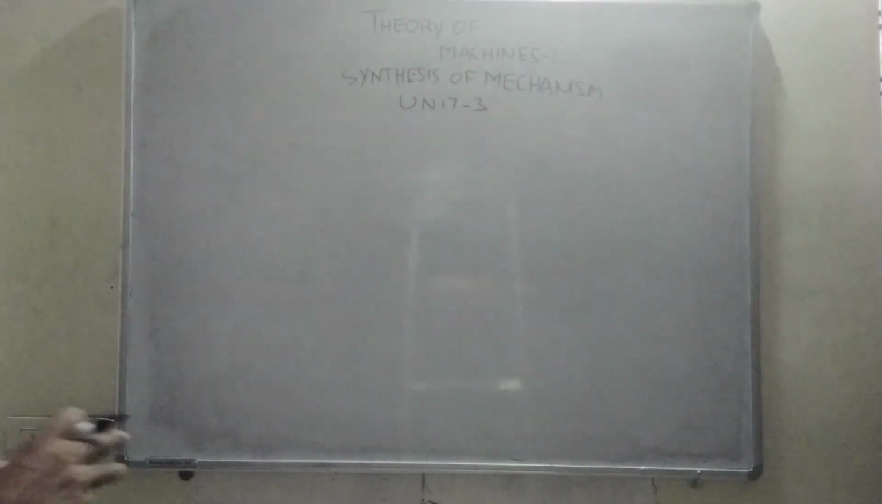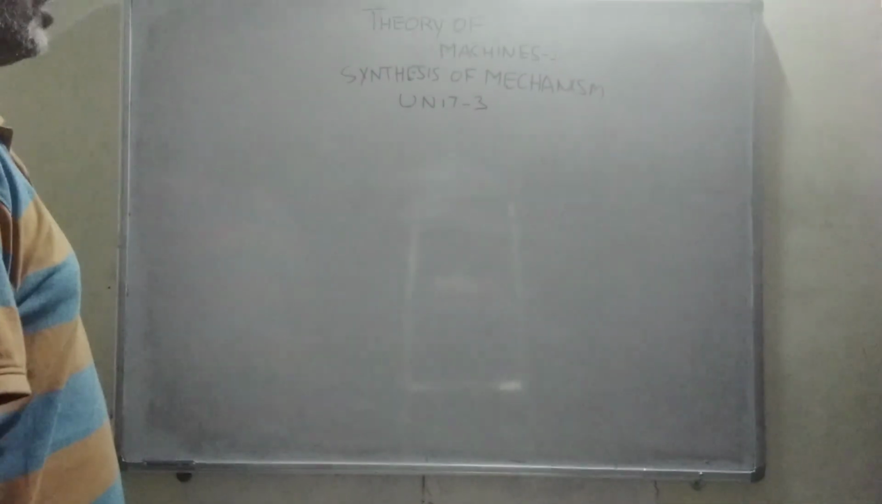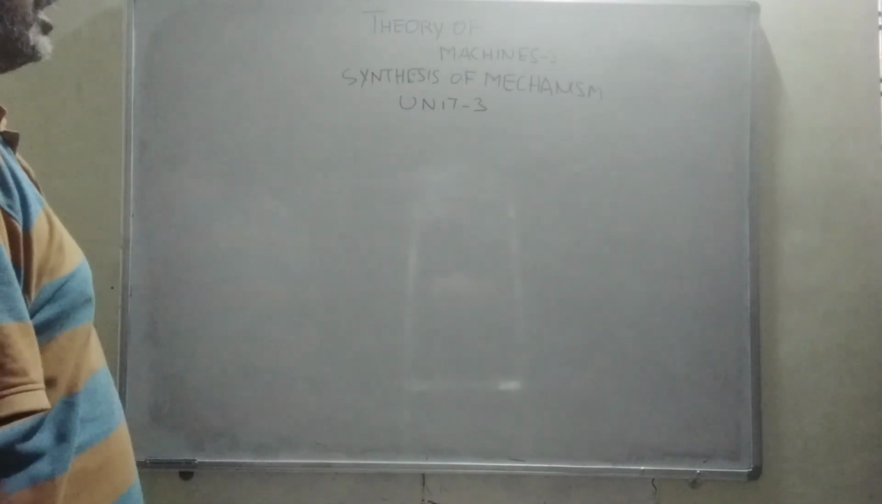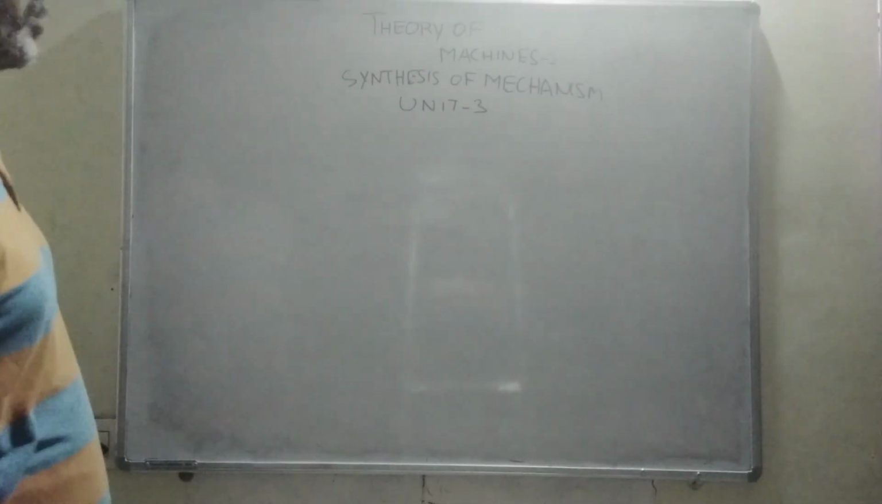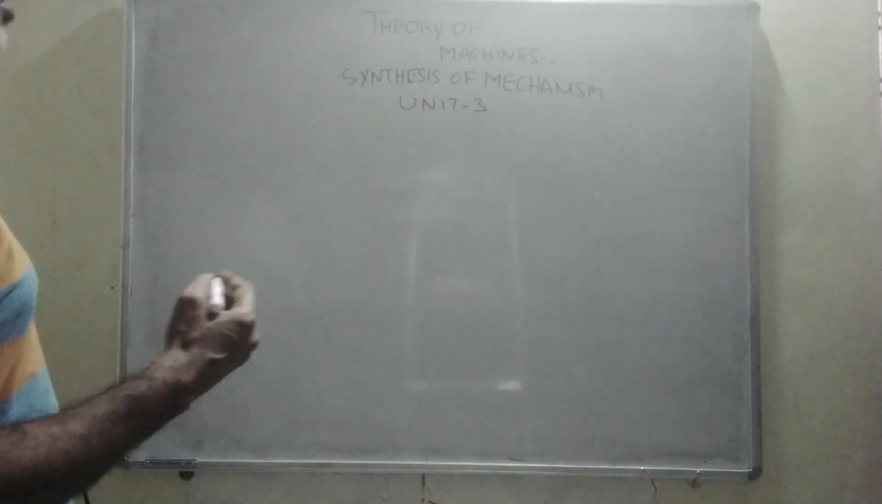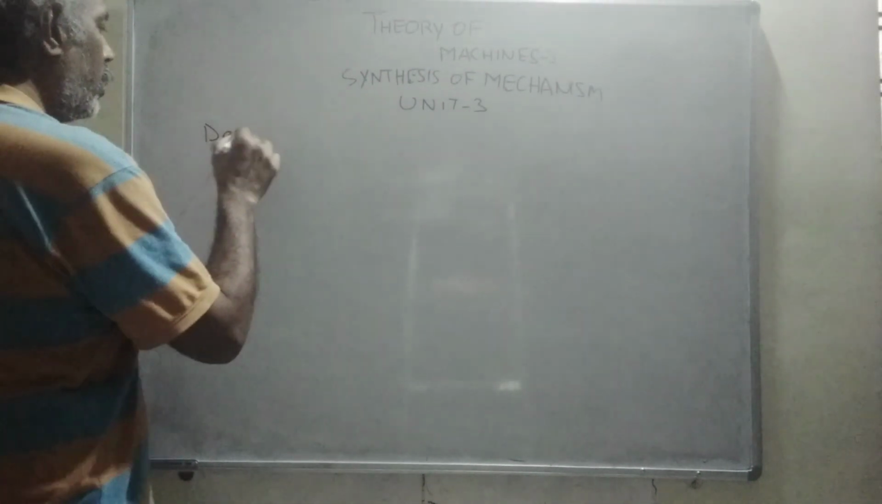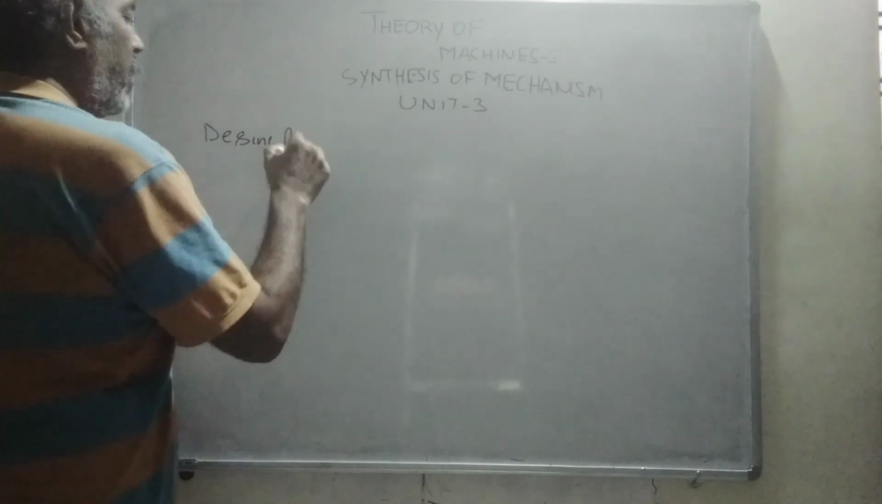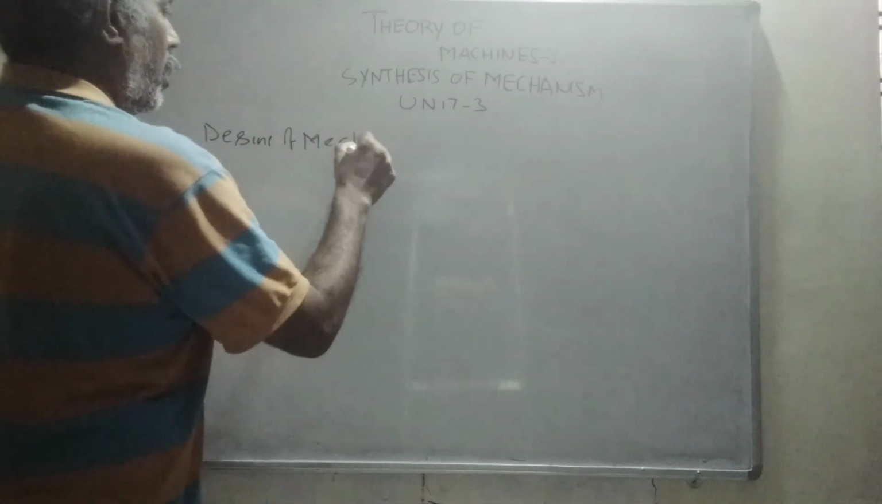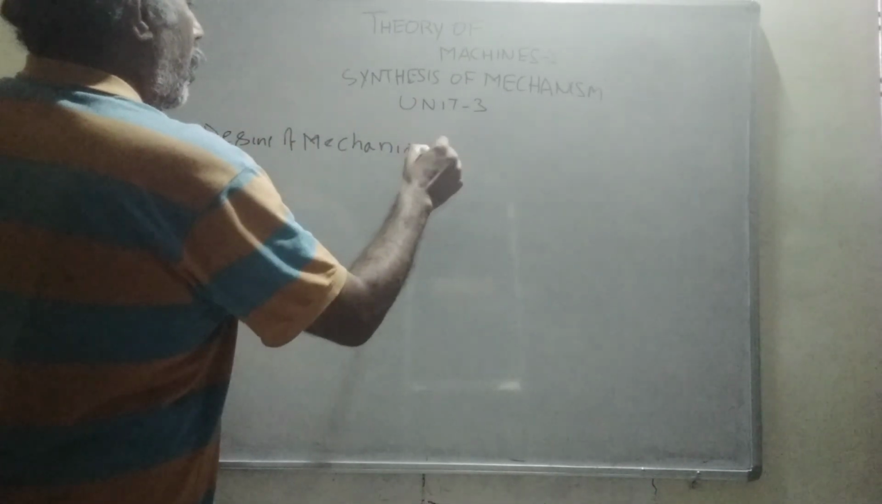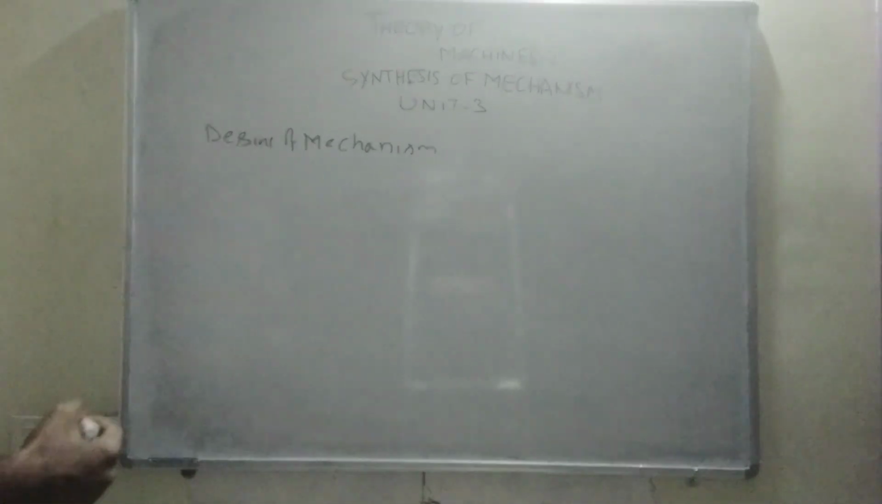Good evening. Now we'll see the next topic of theory of machines, that is unit number 3, that is synthesis of mechanisms. Now the definition of synthesis is designing of mechanism for a particular requirement, with the desired output. We have to design the linkages of mechanisms, dimensional.